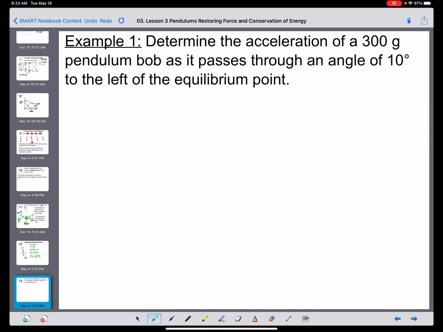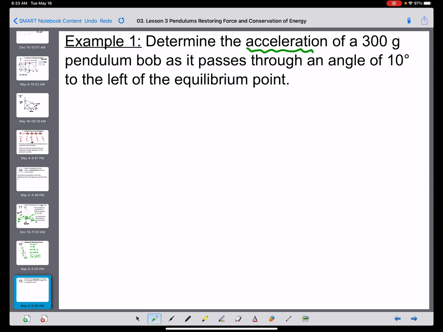So let's see how to use this formula here. It says determine the acceleration of a 300-gram pendulum bob as it passes through an angle of 10 degrees to the left of the equilibrium point. Okay, just a hint for you. In lesson 3, there's going to be some questions that ask you to find acceleration of a pendulum and other questions that ask you to find the speed of a pendulum. If you're asked to find acceleration, you need to use restoring force.